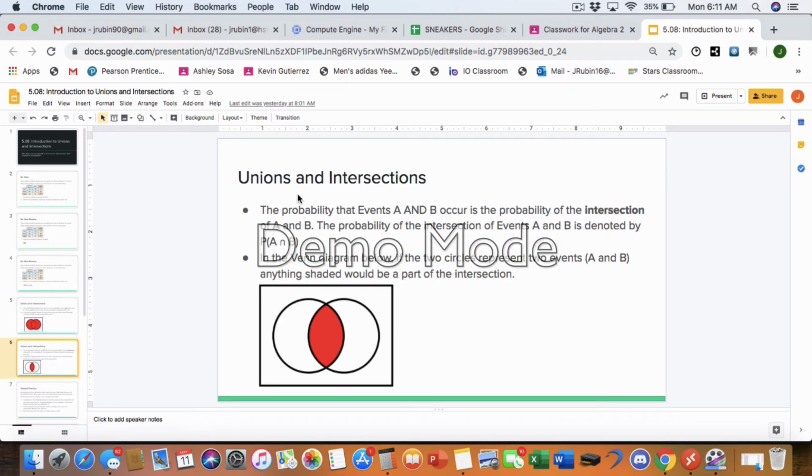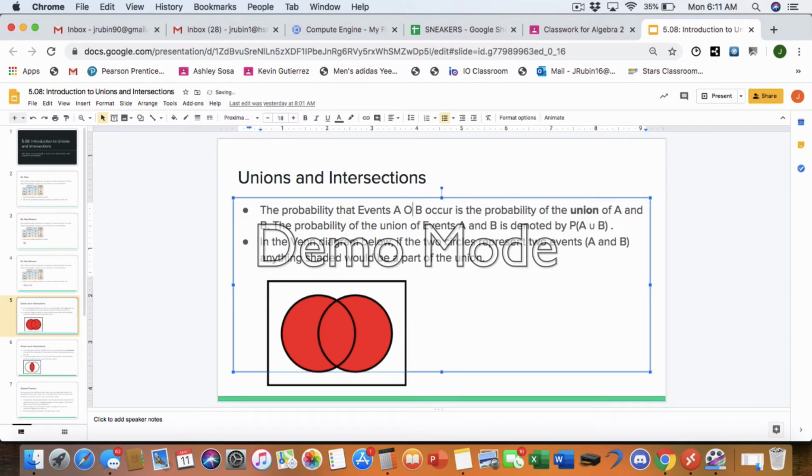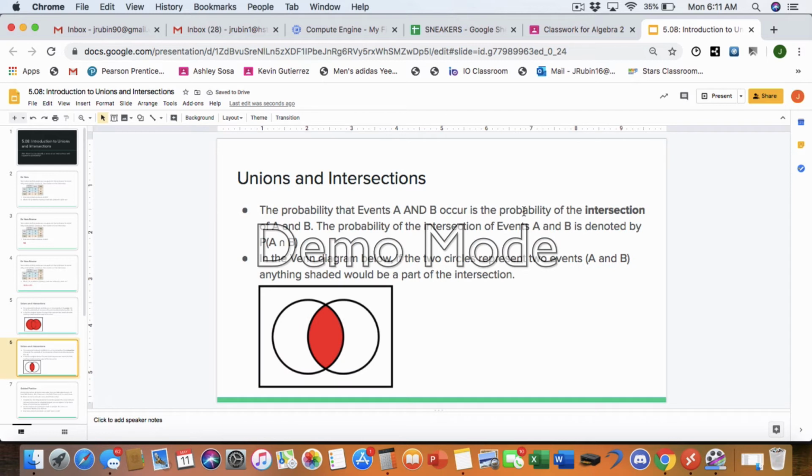Well, let's look at the intersection. So the probability that the events A and B occur, notice, union was A or B. This is A and B. So that's what we call the intersection. It's denoted by the upside down U, and we say probability of A intersection B.